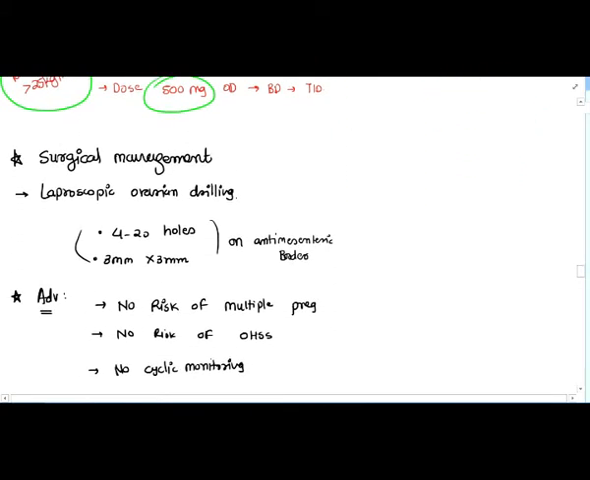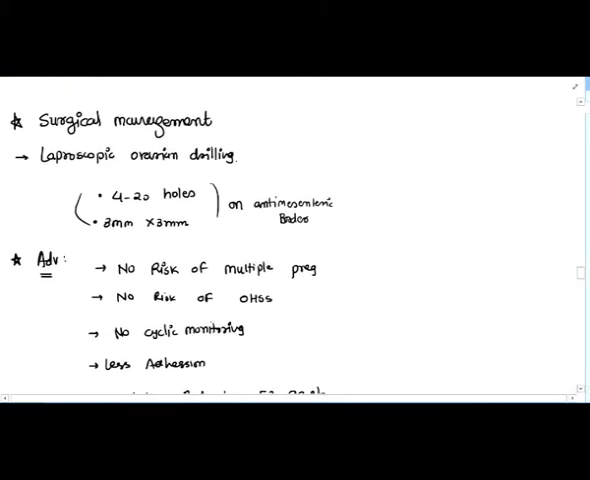Now what is the surgical management of this thing? We offer surgical management when there is resistance to clomiphene citrate, or when the patient doesn't want HMGs, which have a side effect of ovarian hyperstimulation syndrome. The surgical management is laparoscopic ovarian drilling. In this technique, we approach the ovary laparoscopically and put 4 to 20 holes of 3 mm size on the anti-mesenteric border of the ovaries.